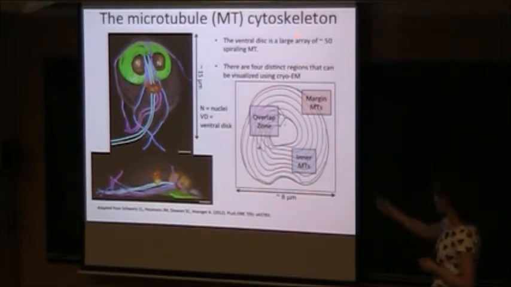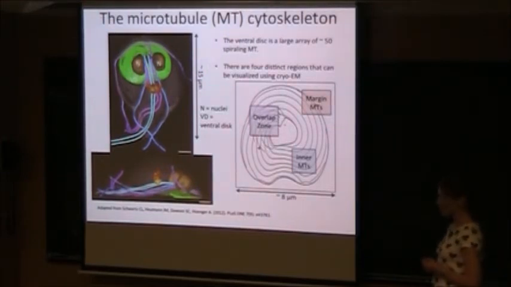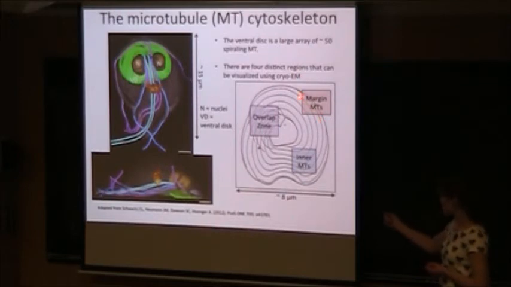So what we look at when we image these cytoskeleton, and in particular the ventral disc, are these 4 regions here. We have defined them as 4 functionally distinct regions. So we define the ones 5 or 6 in from the edge as the margin microtubules.